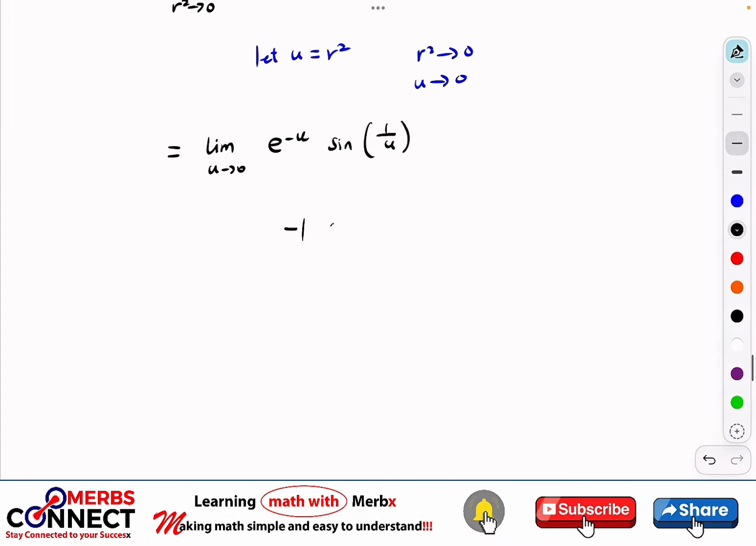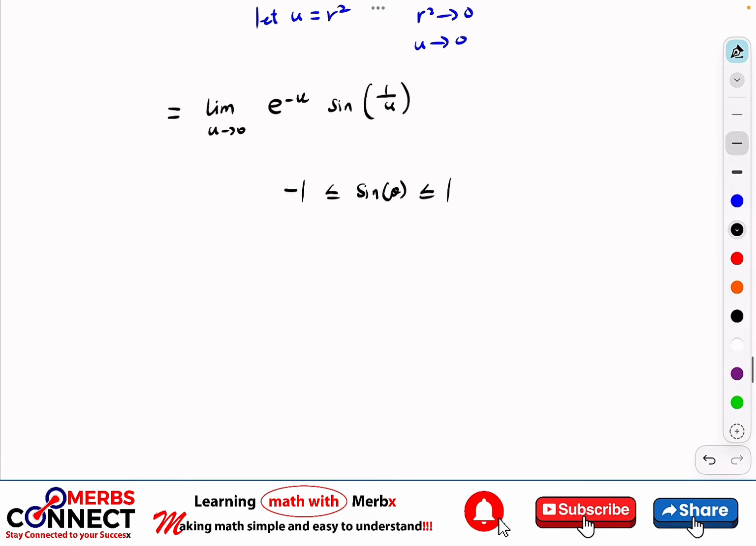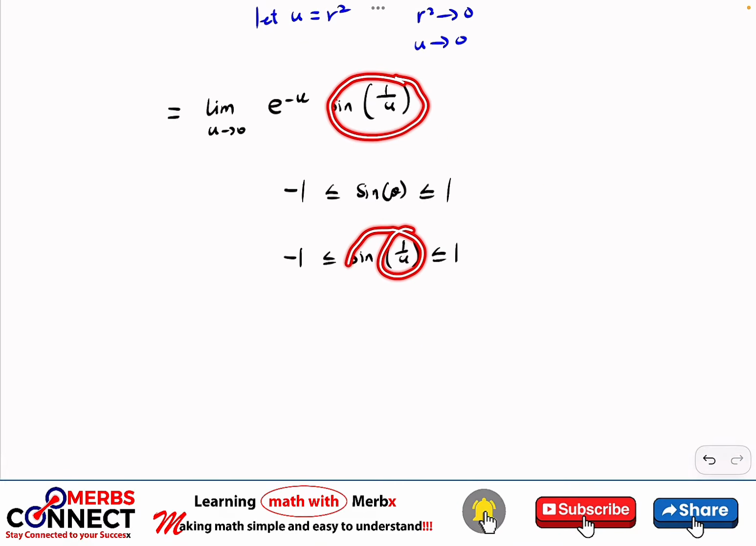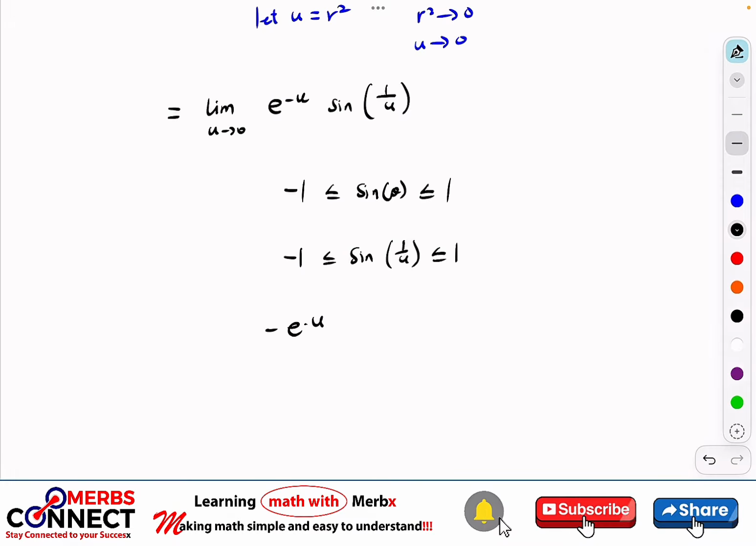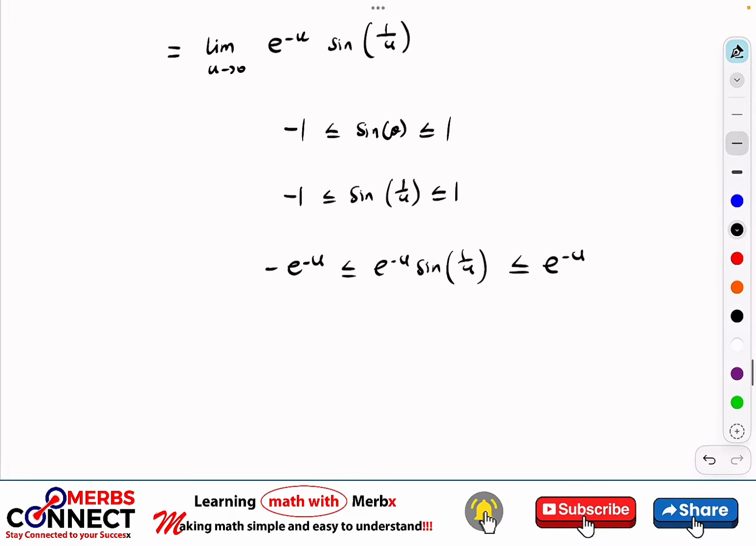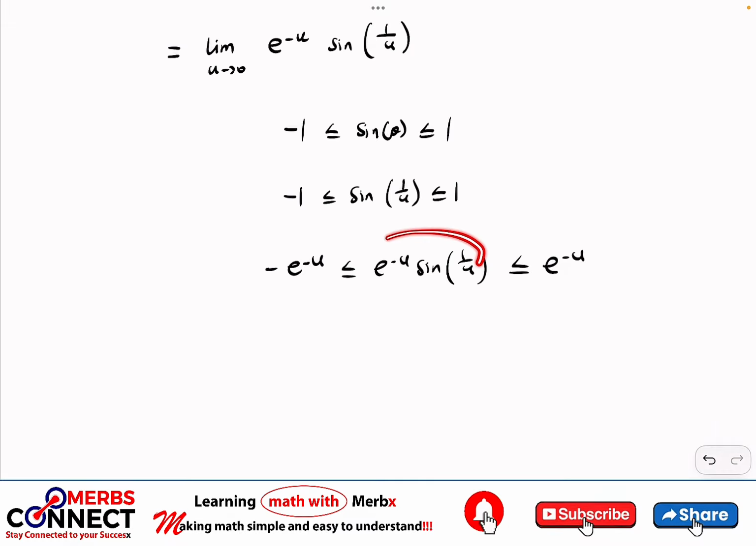So minus 1 is less than or equal to sine theta, which is bounded by 1. I'll change theta to 1 over u, because that's the angle that we are using here. So minus 1 is less than sine of 1 over u, which is less than 1. So if I have this here, I need to multiply it by e to the power minus u. When I do that, I have minus e to the power minus u less than or equal to e to the power minus u times sine of 1 over u, less than or equal to e to the power minus u. Then now I have this in the middle, which is the same as this.